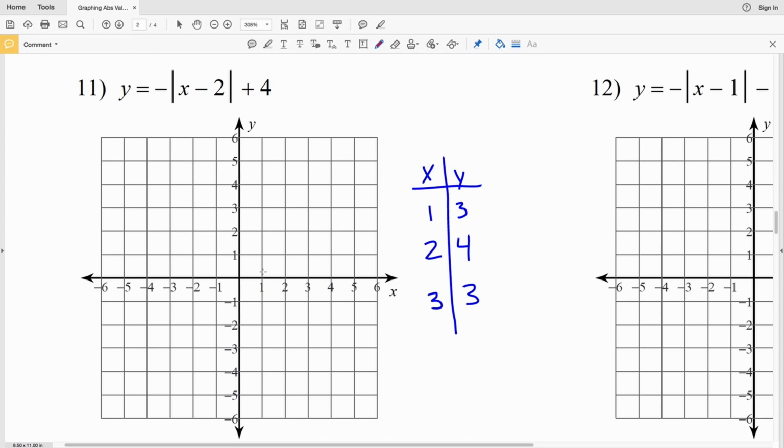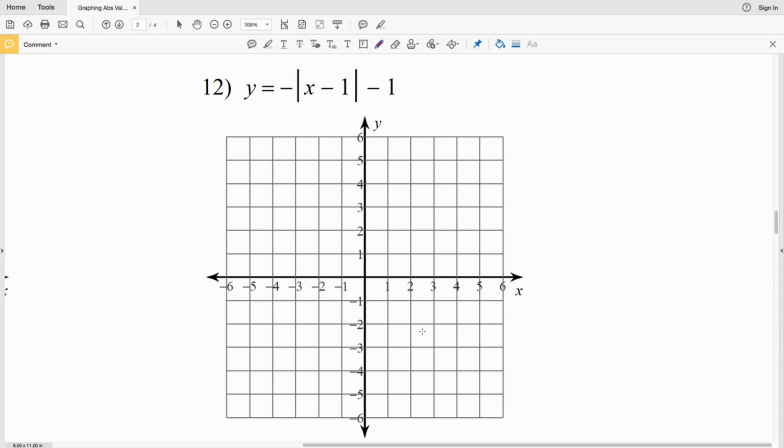Plotting those points, we have (1, 3), (2, 4), and (3, 3). Then we're just going to draw 2 lines meeting at the vertex. And that's the answer for number 11. Lastly, we're going to move on to number 12. The turning point occurs when x is equal to 1, since 1 minus 1 is 0. So y will be -1.